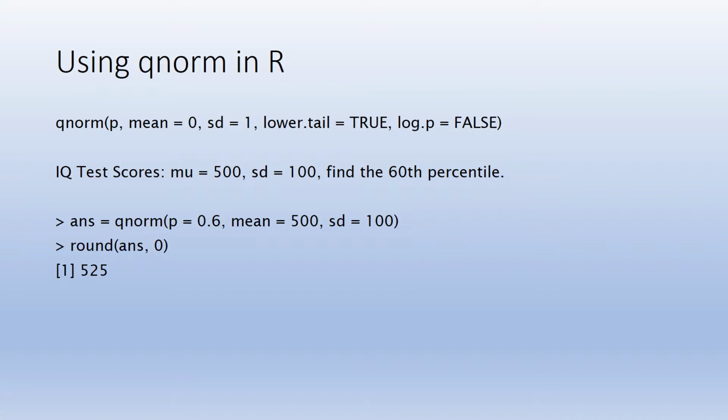If scores on an IQ test are normally distributed with a population mean of 500 and a standard deviation of 100, what is the 60th percentile? 60% of the scores are below this point, so the lower tail area is 0.6. We can use qnorm to answer this question, and the rounded answer is a score of 525.